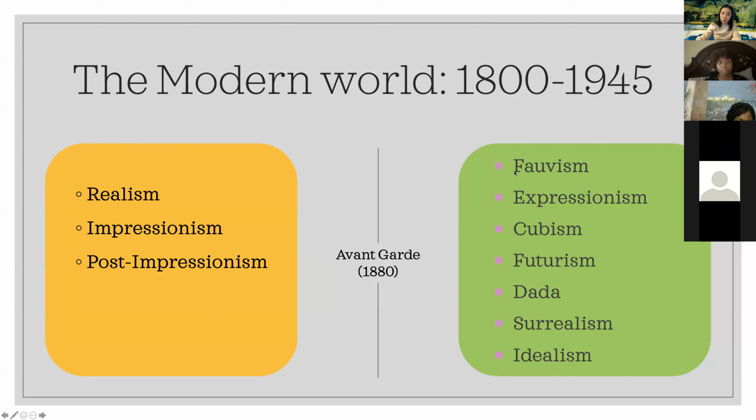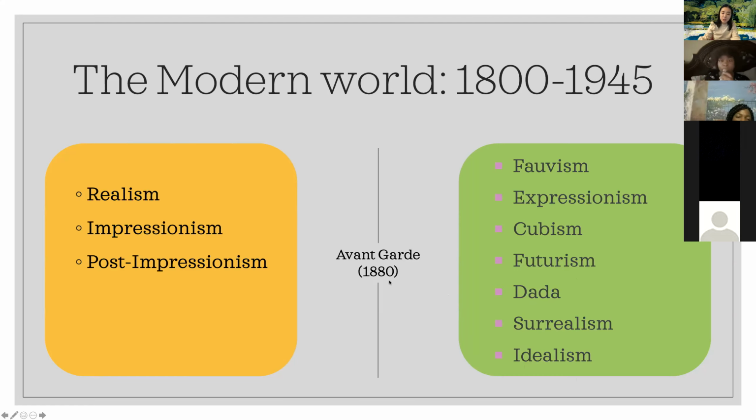So we are going to see the top 5 art movements today: Fauvism, Expressionism, Cubism, Futurism, and Dada. And in the next meeting, we're going to see the rest of the art movements after avant-garde, surrealism, and idealism. So let's see the Fauvism first. In 1 second, something is wrong in my slide. Oh, okay. Okay, that was correct.